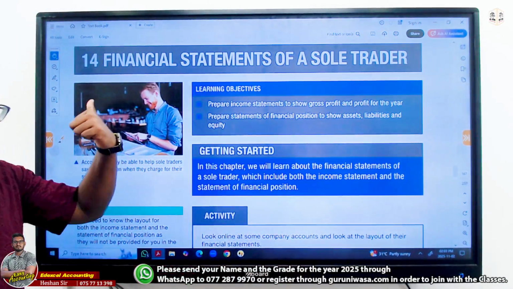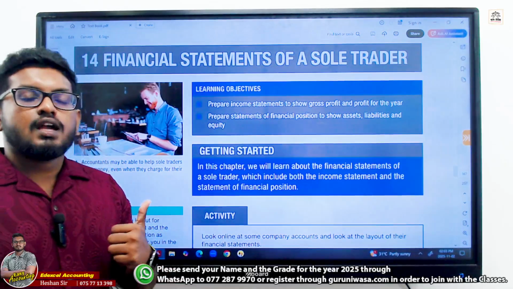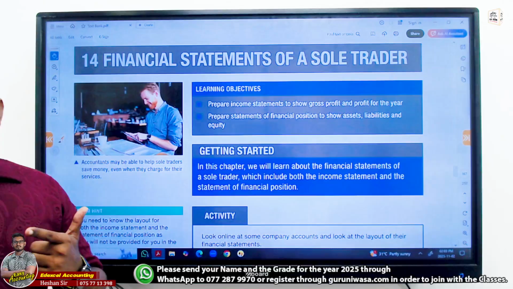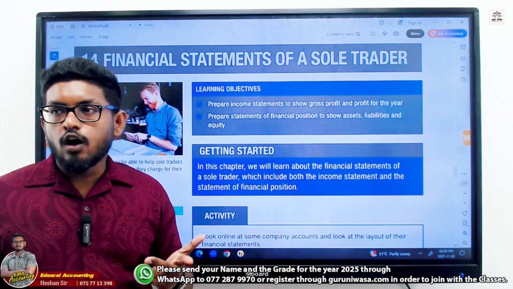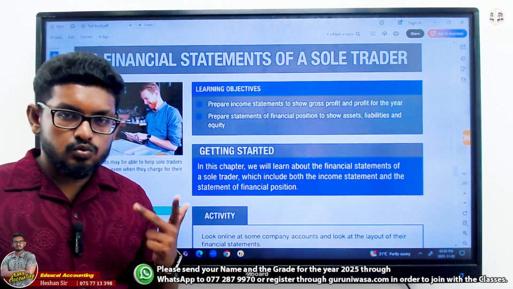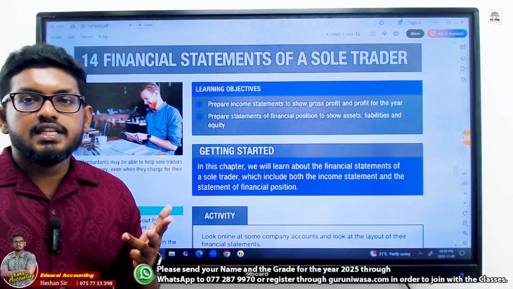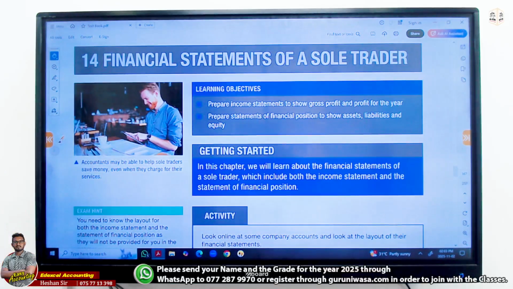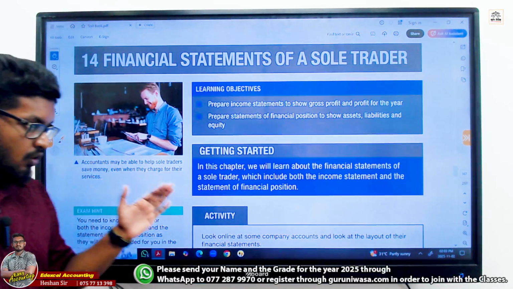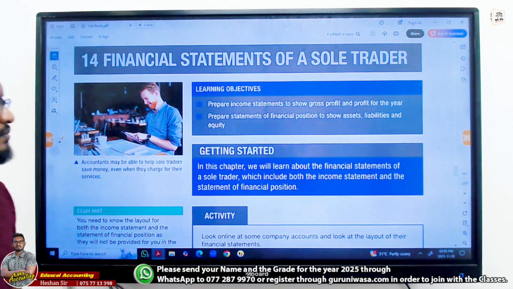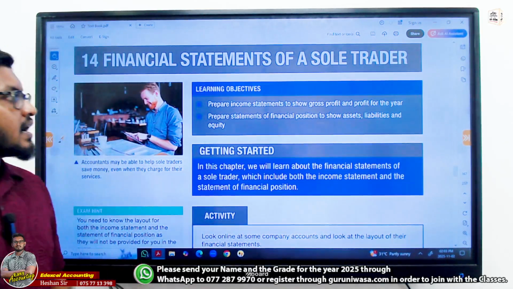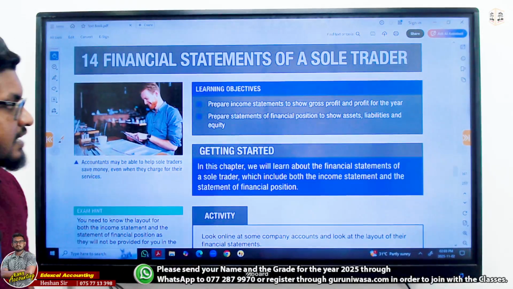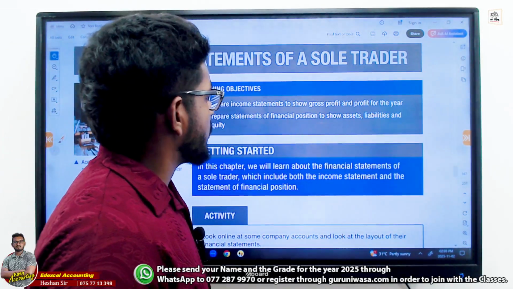Now I finished capital expenditure and revenue expenditure fully, and I finished the accounting concepts. After that, we discussed irrecoverable debts, but I'm again going to quickly cover it, right? Then we discussed other receivables and other payables, right? Now I'm going to go with the flow. So financial statements of a sole trader, right? Prepare an income statement to show the gross profit and profit for the year. Prepare a statement of financial position to show assets, liabilities, and equity.